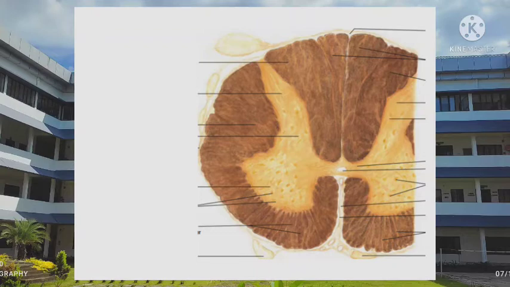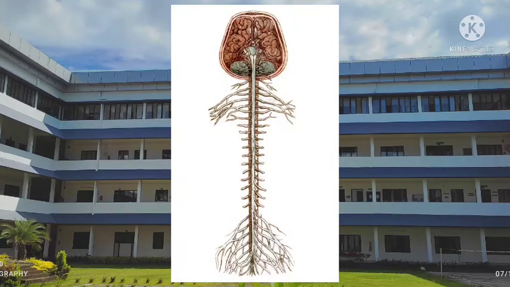The spinal cord is the most important content of the vertebral canal. The upper end of the spinal cord becomes continuous with the medulla oblongata. The lowest part of the spinal cord, which is conical in appearance, is called the conus medullaris. The conus is continuous below with a fibrous cord-like structure which is called the filum terminale.